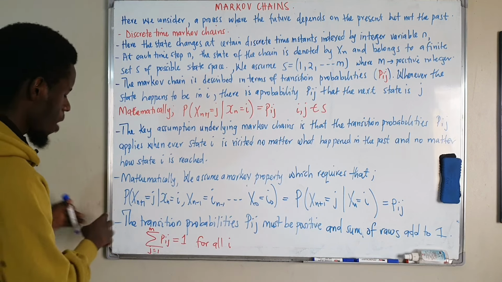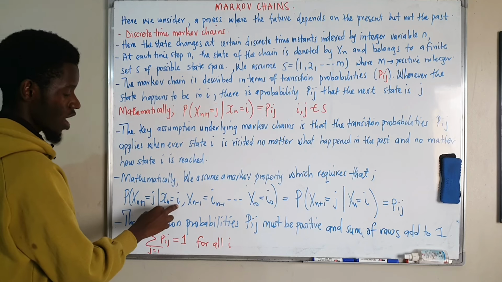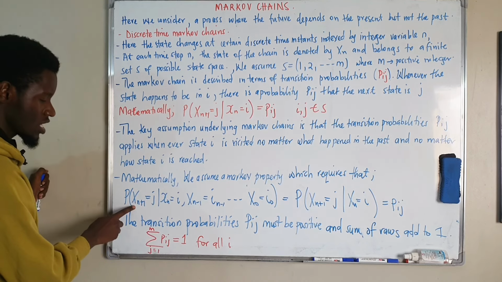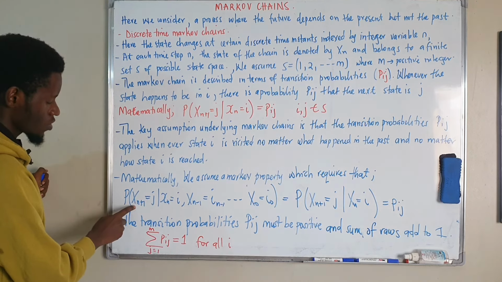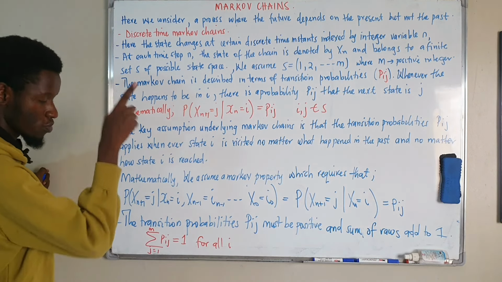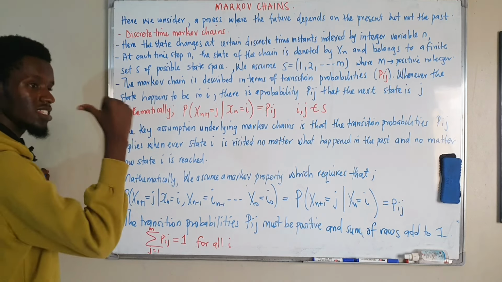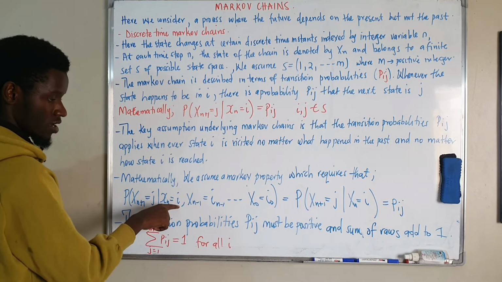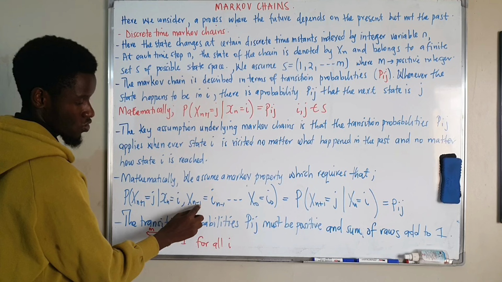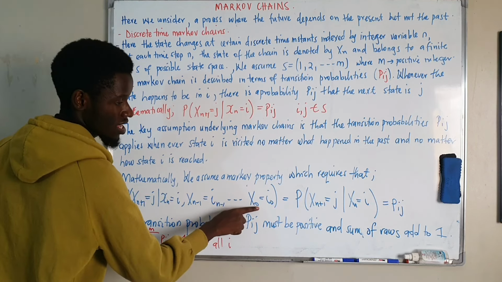Here I am saying the probability of X_{n+1} equaling j given X_n equaling i. In layman's language, X_{n+1} is the future. I'm talking about tomorrow, given X_n, just today. X_{n-1} is going to be yesterday, and so on up to the first day, X_0.